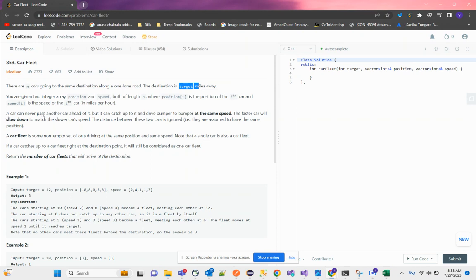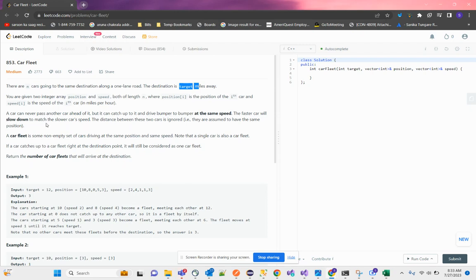A car can never pass another car ahead of it, but it can catch up to it and drive bumper to bumper at the same speed. The faster car will slow down to match the slower car's speed.